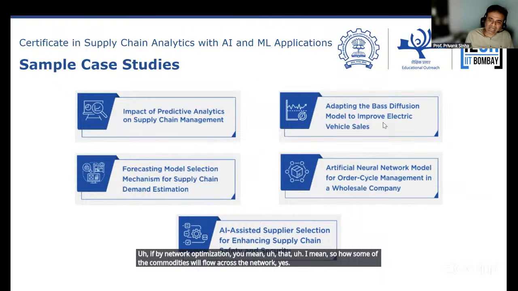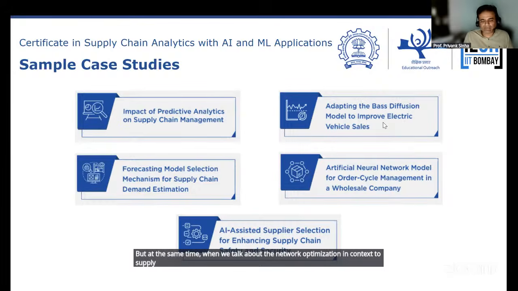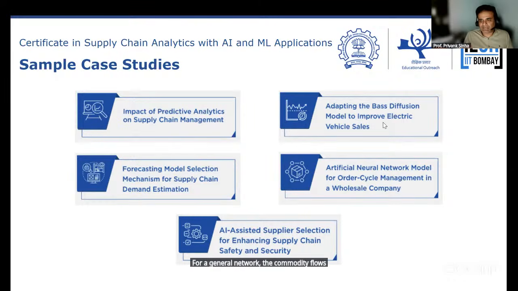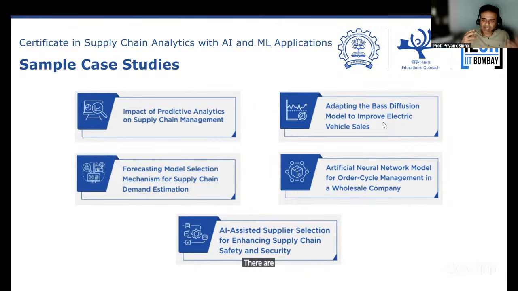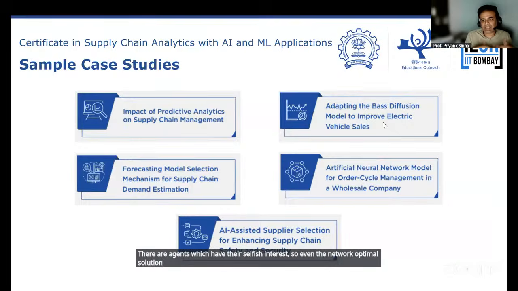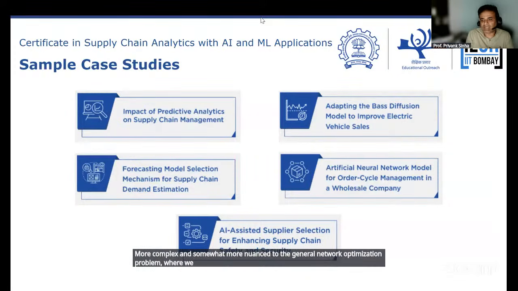But at the same time, when we talk about network optimization in the context of supply chain, it is quite different, because for a general network, the commodity flows, and we are just interested in certain aspects to maximize the metrics of the network optimization. But in supply chain, there are agents which have their selfish interest. So even the network optimal solution cannot sometimes be directly applicable. What I'm trying to say is that supply chain problems are somewhat more complex and more nuanced than the general network optimization problem where we only talk about network flows.